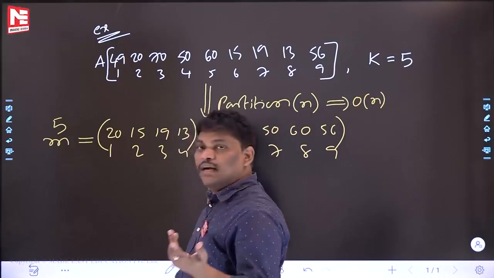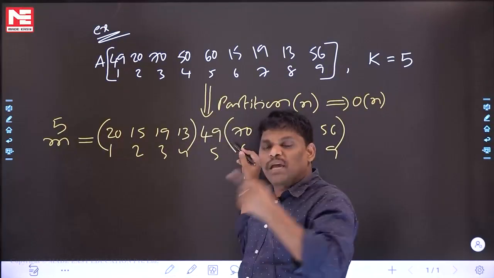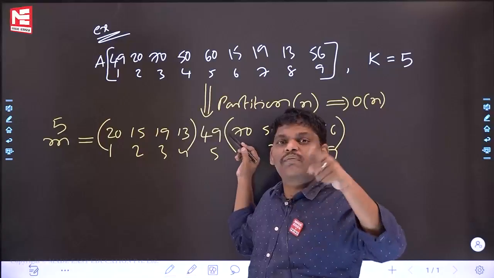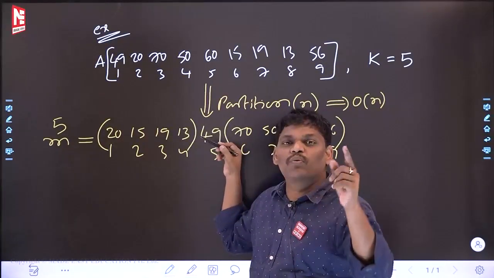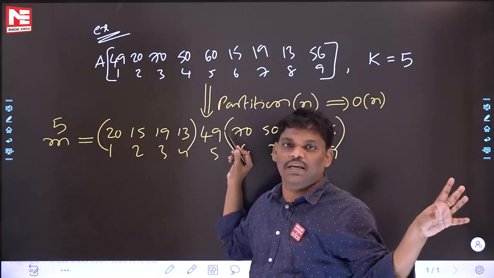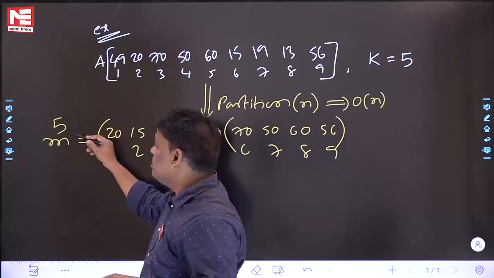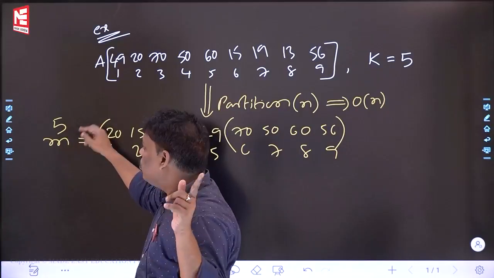The pivot element is saying, I went to my correct place. My correct place is 5. What is the meaning? After sorting also, its position is the same. That is 5 only. That means the pivot element is the fifth smallest element. Please be careful. Partition algorithm is over. It returned 5. What is the meaning? You know the fifth smallest element.